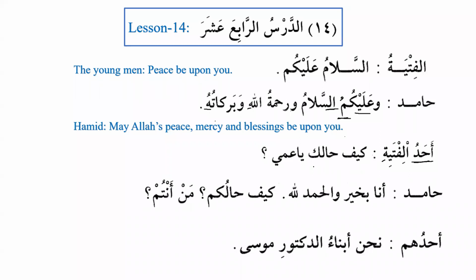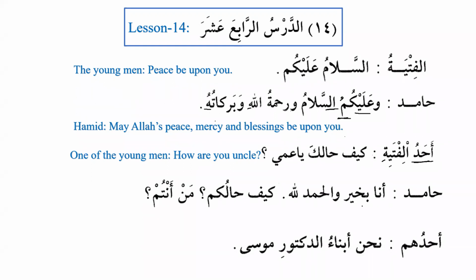Kaifa haluka ya ammi, how are you, O uncle? So one of the young men says, how are you, uncle? So now we can see here that ahad is being used as mudaf. So in the Quran, whenever you see it, either it is used for Allah subhanahu wa ta'ala, or it is used with ma of negation, or it is used as mudaf ilayh.